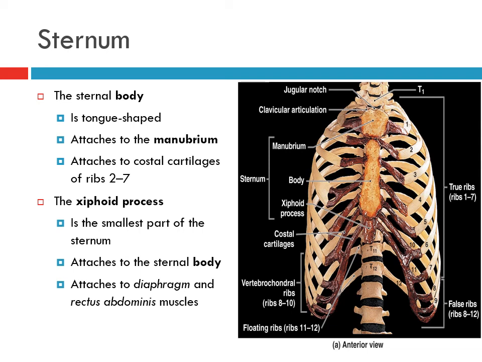The xiphoid process is the smallest part of the sternum. It attaches to the sternal body and attaches to the diaphragm and the rectus abdominis muscle. The rectus abdominis muscle is going to come from the xiphoid process straight down to the pubic tubercle and allow you to flex your spine. When you do CPR correctly, the xiphoid process is often broken.